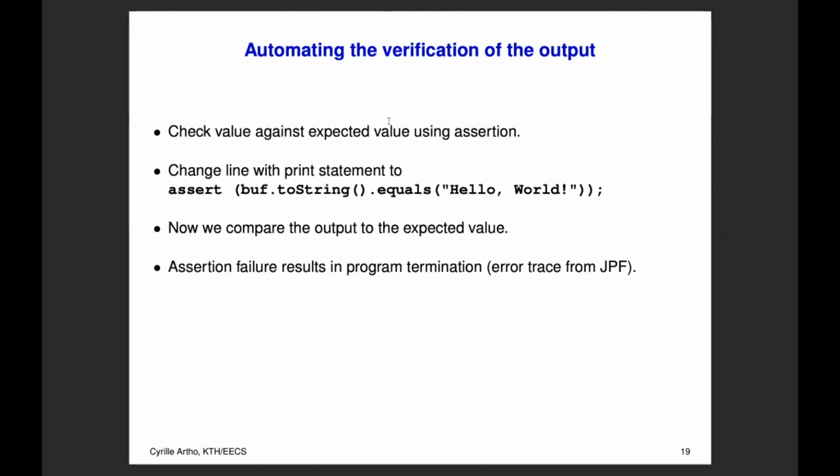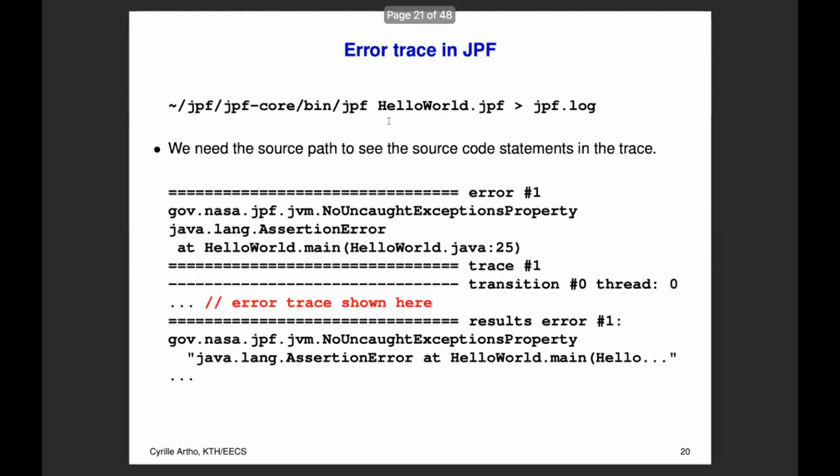In this case, the assertion should be that the result of this operation, which is contained in the string buffer, should be equal to hello world. And now we can compare the output automatically with this expected output. And then what we see is that we now get an error that is reported by JPF. And the error is that there should be no uncaught exceptions, because any exception that is not caught at the top level results in the program aborting. And that's pretty much always an undesirable behavior, or at least it will be very user unfriendly.